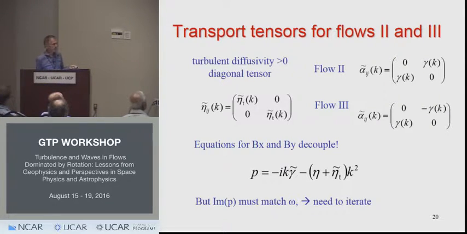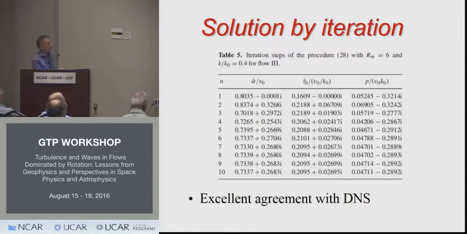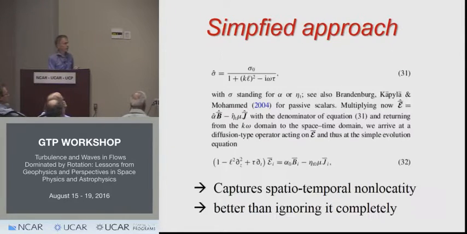However, if we include now non-locality in time, then the result is also dependent on the frequency. And so the frequency we don't know a priori. We only know once we have the imaginary part of the growth rate, and that we have to stick in the calculation of the transport coefficients. So we have to do it iteratively. And here is shown the result in various numbers of iterations, and we see that the results converge. And we see that we obtain certain values for the real part of the growth rate, which is positive, and a corresponding frequency. And looking back at this figure, which I showed earlier, one can see that there's excellent agreement with the DNS.